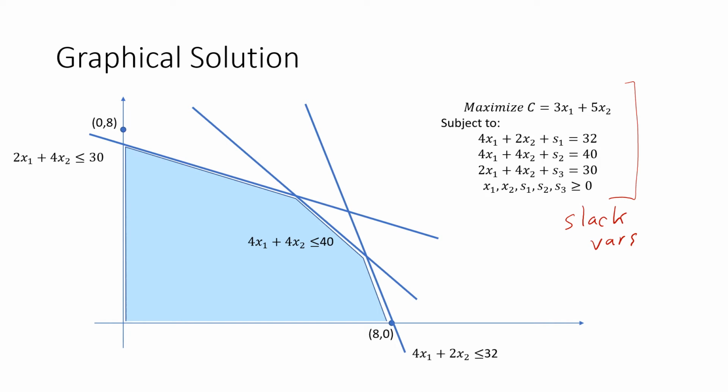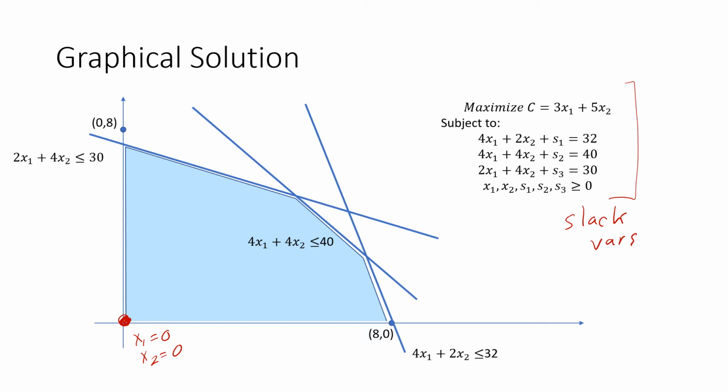Think about what these slack variables do now. Take any of the corners in here. Say we take our first corner, 0, 0. What do we have here? We have x1 equals 0, x2 equals 0, and our slack variables are non-negative values.